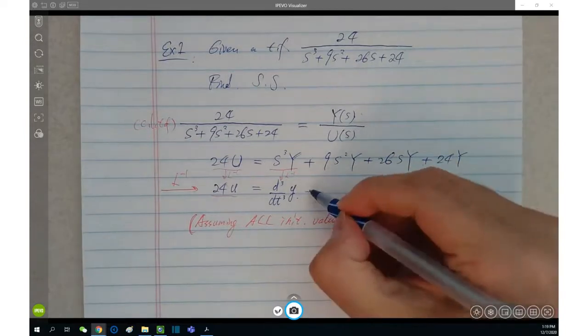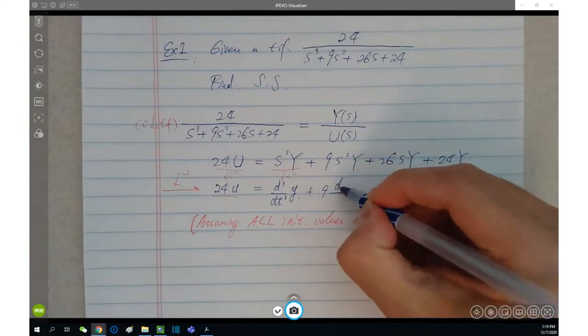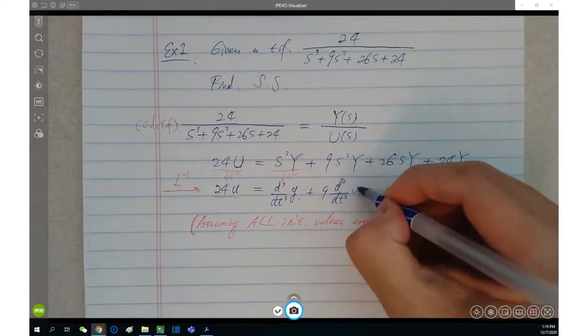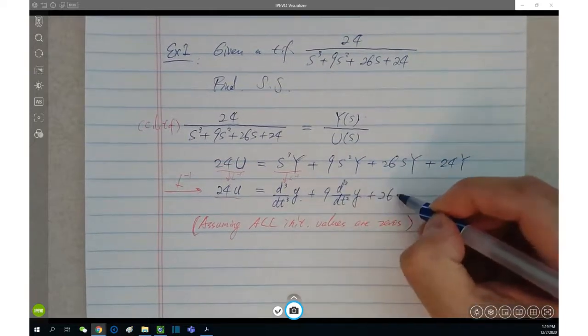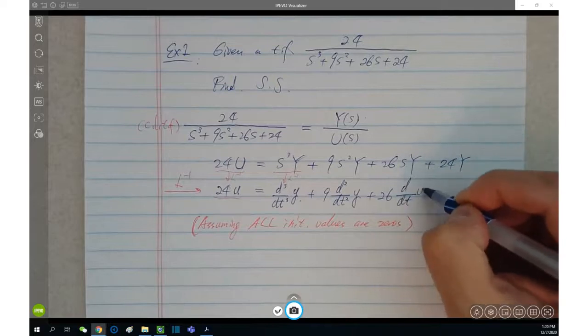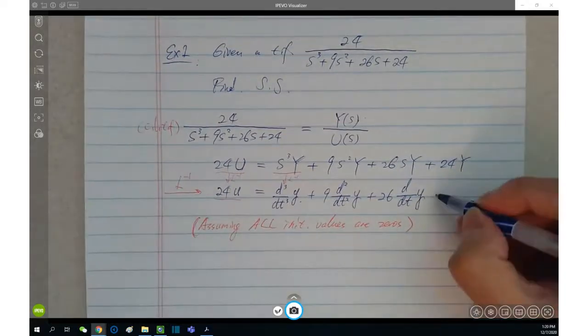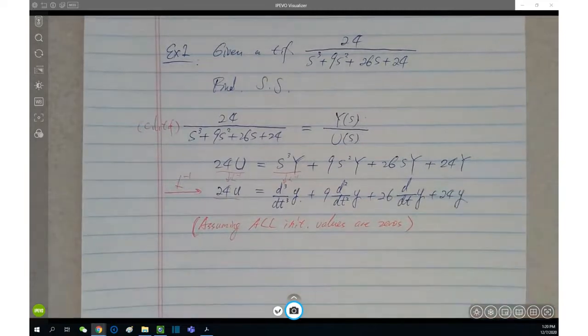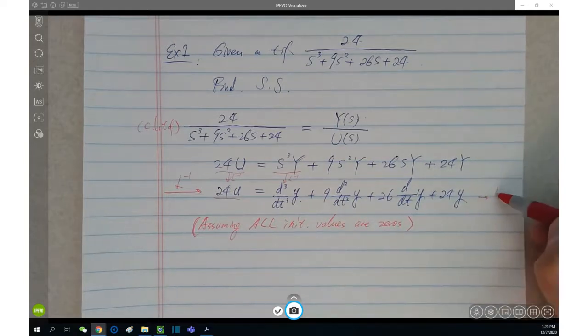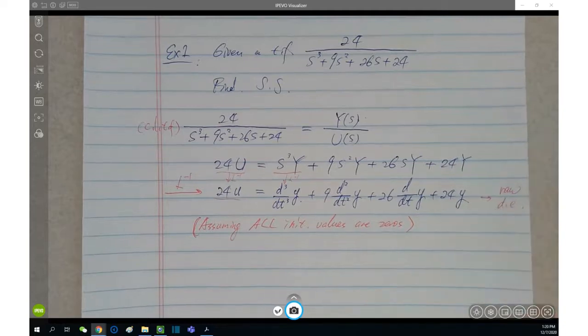And following the same idea, d squared y over dt squared, plus 26 dy/dt, plus 24 lowercase y. I believe most of you have the impression we have done this in the previous exam, not something new. Now we have the raw, once again, I call it the raw differential equation.